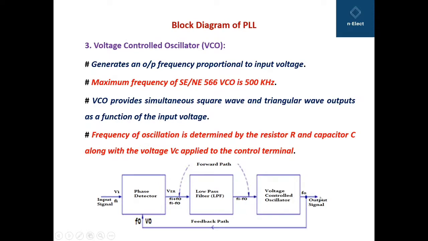Frequency of oscillation here at the output is determined by the resistor R and capacitor C, along with the voltage Vc applied to the control terminal. The voltage which is being applied here and the resistor and capacitor which are connected to the PLL IC. These are the three things which are going to decide the frequency of oscillation at the output.